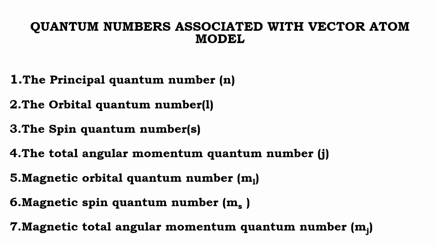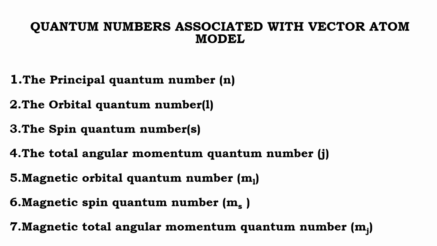Today we are going to study the quantum numbers associated with the vector atom model. In the last class we studied the vector atom model, and the two main concepts of the vector atom model are spatial quantization and the spinning of the electron. The vector atom model is an atom model in terms of angular momentum, and it is an extension of the Bohr-Sommerfeld atom model to multi-electron systems. The main outcome of the vector atom model is the introduction of quantum numbers.